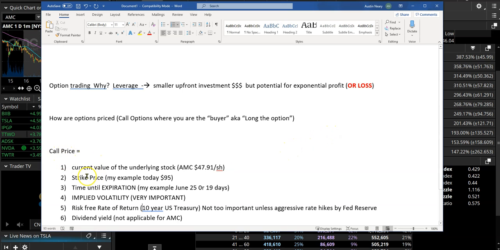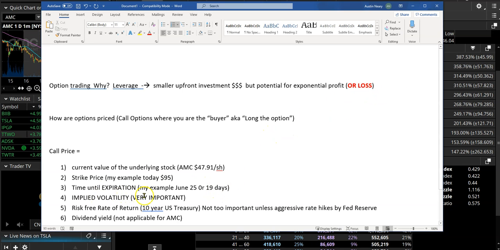A call option is priced based on the current value of the underlying stock. So AMC closed Friday at 47.91 a share. Then you pick a strike price. In my example today, it's going to be $95. So the idea is to get your $47 as close to 95 or above as quickly as possible, and you keep making money if that takes place. If it goes the other direction and AMC goes down in price, then the farther away it gets from $95, the less you make. In fact, you might lose.